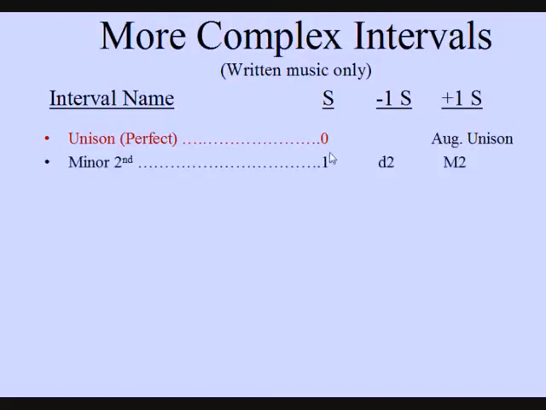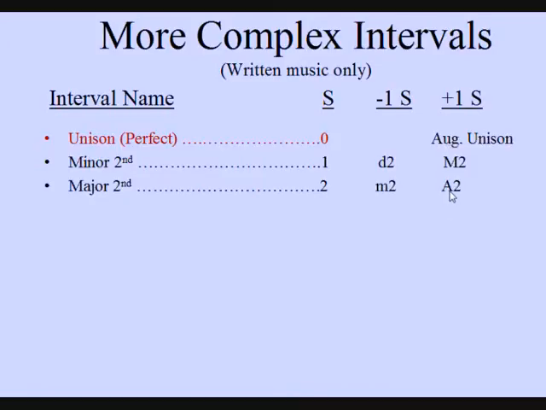When a minor second, which already has one semitone, loses one semitone, it becomes a diminished second and will sound like a unison, but from the written music point of view, it's going to be a diminished second. And when it's added one more semitone, because it's a minor, it becomes a major. Remember, the minor adding one semitone becomes a major. The same happens to the major second. When it loses a semitone, it becomes a minor, and when it's added one semitone, it becomes an augmented second.